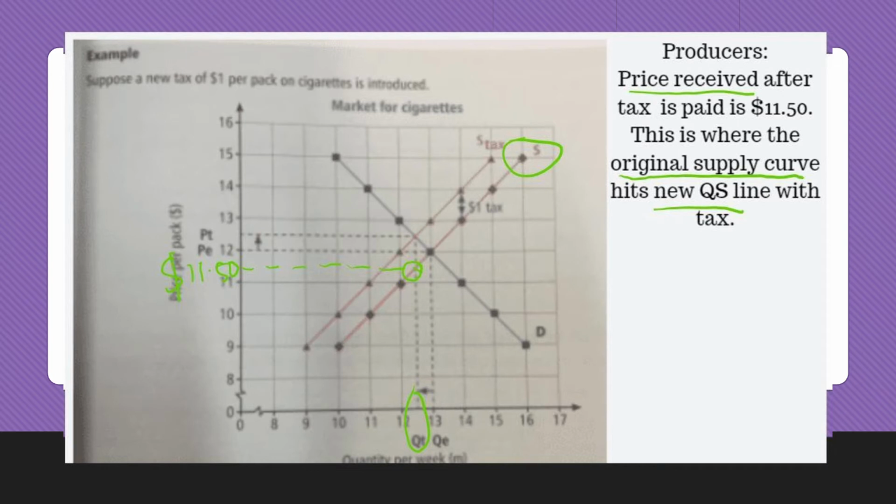So at the new price, essentially the producers are still supplying along that same supply curve. The new supply curve is just the tax, which is just giving us the new price. So our quantity supplied is still the same at QT. Okay, so that's how we figure out the price received by the producers.